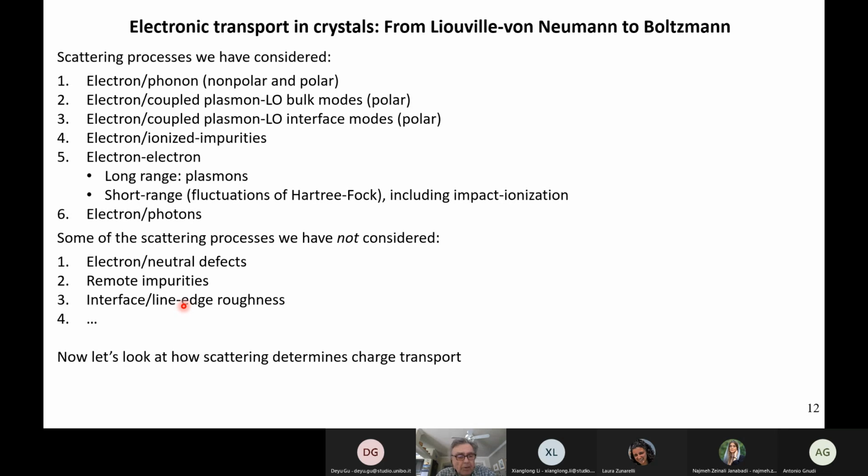Unfortunately, these are very slow and very expensive, so they're not amenable to mass production. But in principle, it's controllable, so there's always hope. We didn't talk about scattering with remote impurities. This is important in high electron mobility transistors, for example.